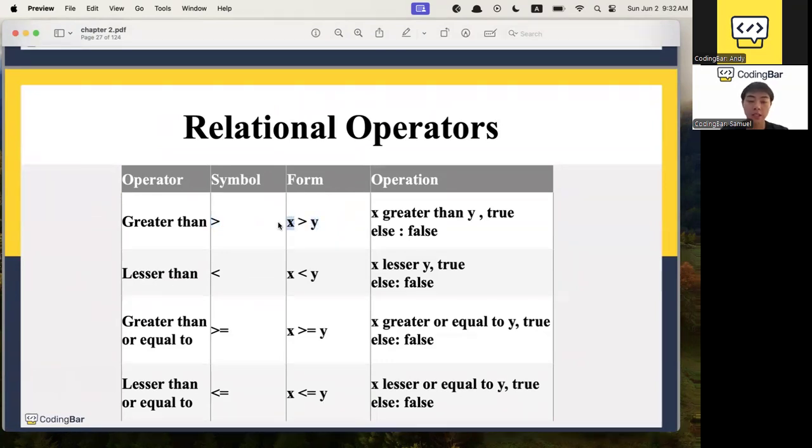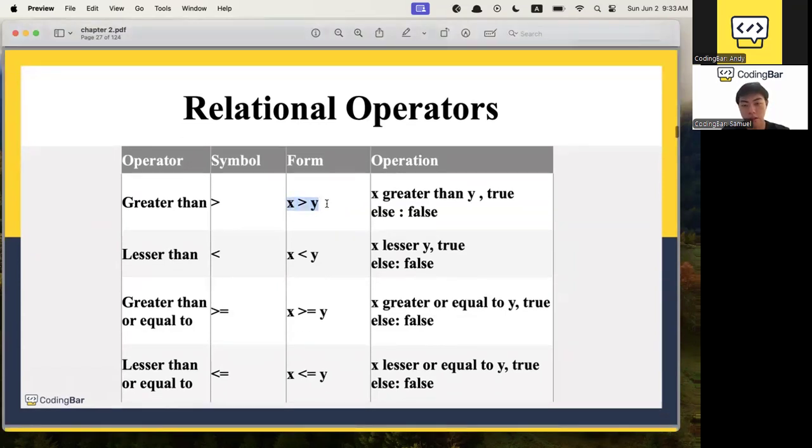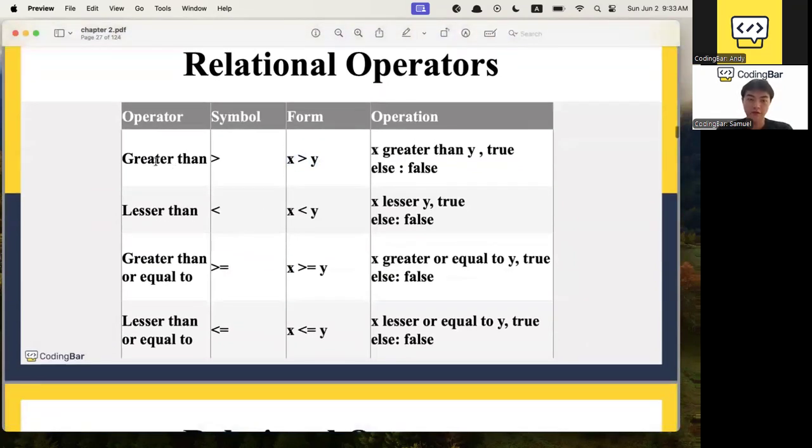Let's say our x is an integer with a value 1, and our y is an integer with value 3. Now we want to compare them. If it is greater, we execute some parts of the program, and otherwise we execute some other parts of the program, something like that. So this is for comparison. So we have greater than, lesser than, greater than or equal to, and lesser than or equal to.